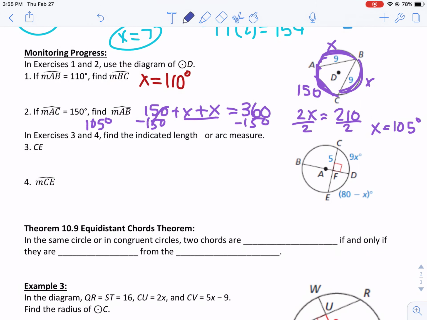Okay, so in exercises 3 and 4, it says find the indicated length or arc measurement. So we know this is a diameter, and I know it's a diameter because it's going through the center of the circle. And this is a chord because it's connecting two sides of a circle. So this is that second theorem we talked about, meaning that it's going to cut this chord into two congruent pieces. So if that side is 5, this side is also 5. It's asking for CE. CE is the entire thing. So 5 plus 5 is 10.